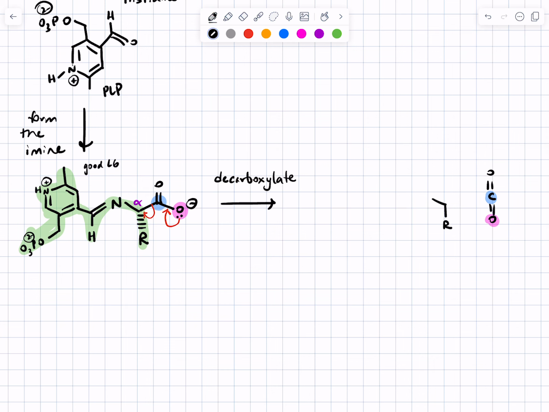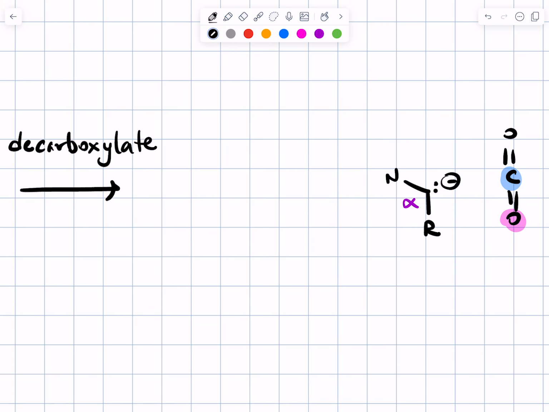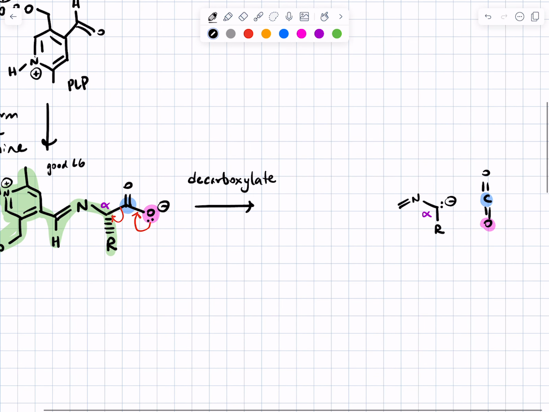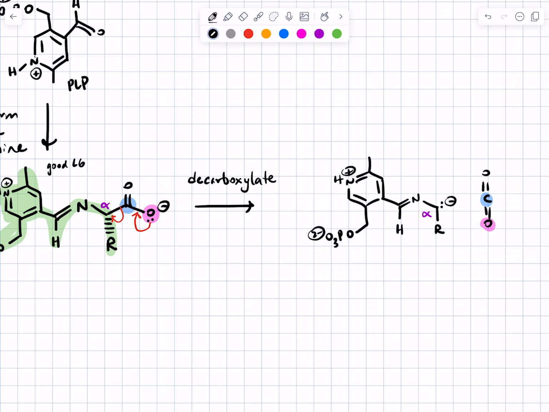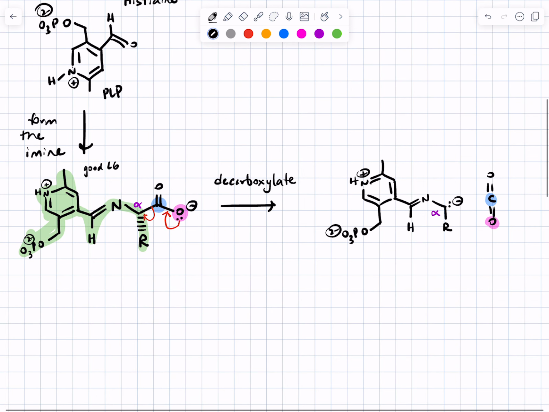Here is the purple alpha carbon that's going to have the negative charge, lone pair electrons on it. There's the nitrogen. Here's the double bond with PLP. And then we'll draw the rest of the PLP molecule, the 6-membered ring containing nitrogen, with the methyl group here, a positive formal charge on the nitrogen, and a phosphate group here. And this is the leaving group.